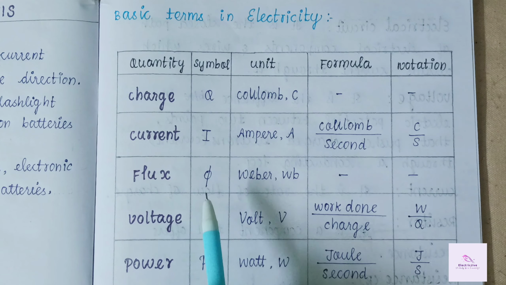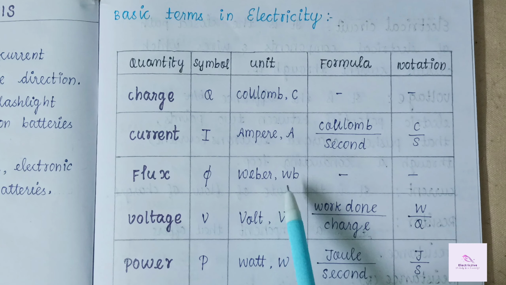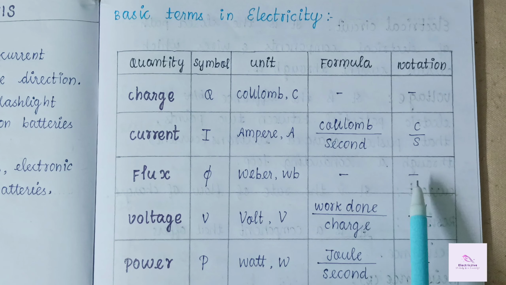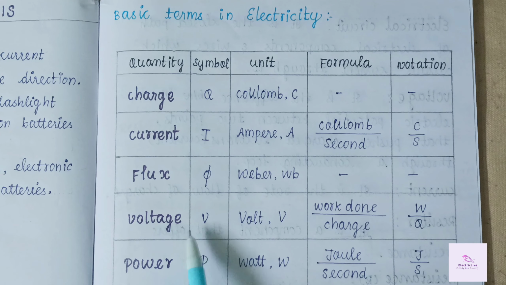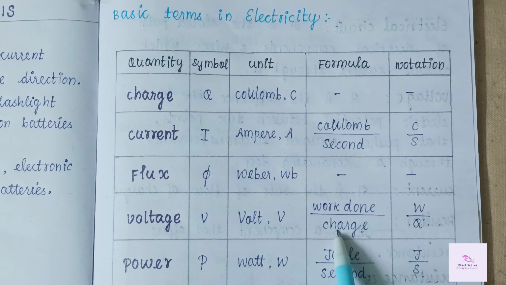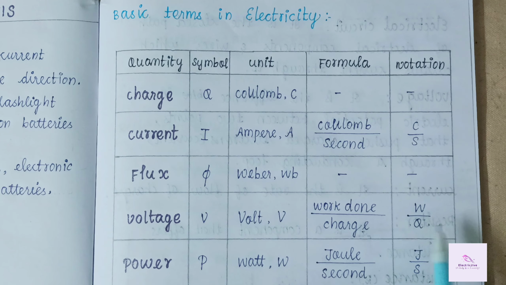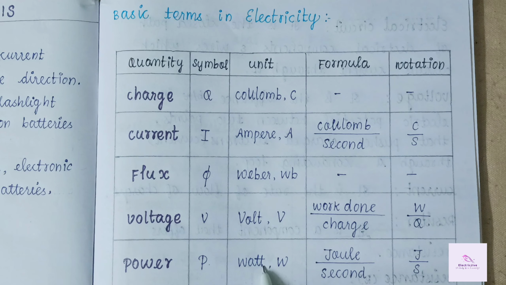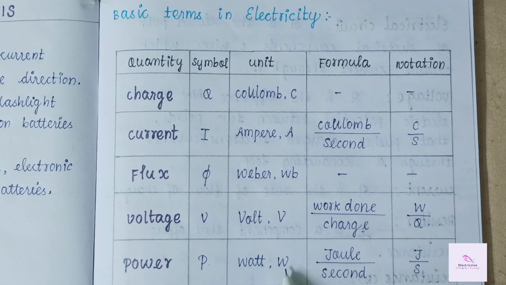Then flux. Flux is denoted as phi. Its unit is Weber, Wb, capital W and small b. It has no formula and notation. Then voltage. Voltage is denoted as V. Its unit is volt and it is represented as capital V. Its formula is work done divided by charge. Its notation is W, capital W divided by capital Q. Then power. Power's symbol is P. Its unit is watt and it is denoted as capital W. Its formula is joule by second, J by S.